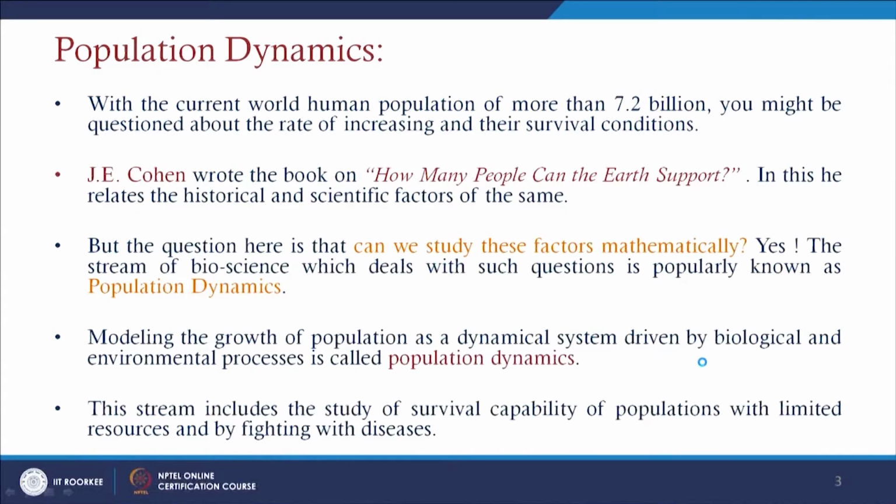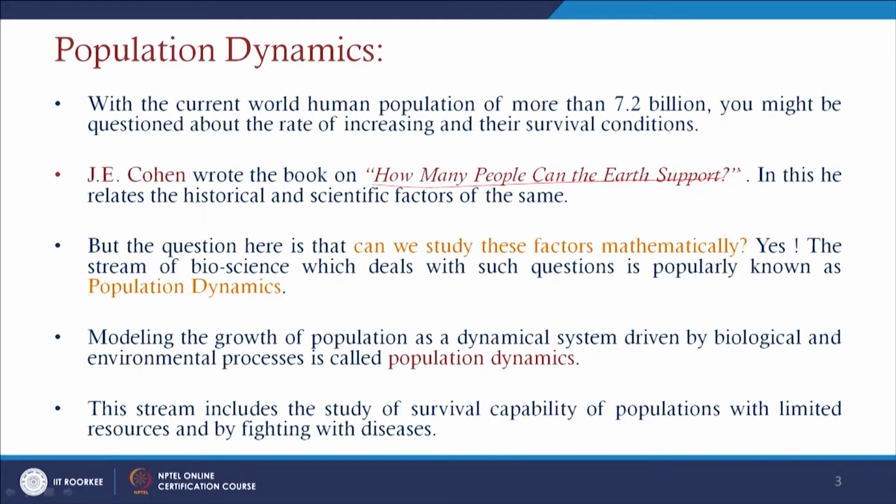With the current world human population of more than 7.2 billion, you might wonder about the rate of increase and the survival conditions. J. E. Cohen wrote the book "How Many People Can the Earth Support?", in which he relates the historical and scientific factors. But the question here is: can we study these factors mathematically? Yes, the stream of bioscience which deals with such questions is popularly known as population dynamics.